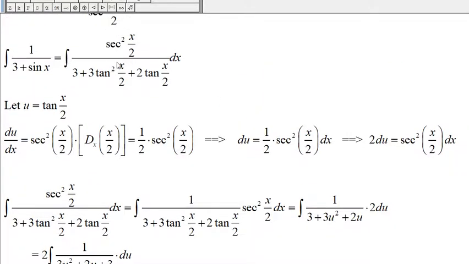And so from here, secant squared divided by all of this, we can move the secant squared and place it right next to the dx, and then we get a 1 here. This will become 3 plus 3u squared, since u is tangent of x over 2, and this will be 2u. So we get 3 plus 3u squared plus 2u. Secant squared of x over 2 dx is 2 du. So we have 2 du.